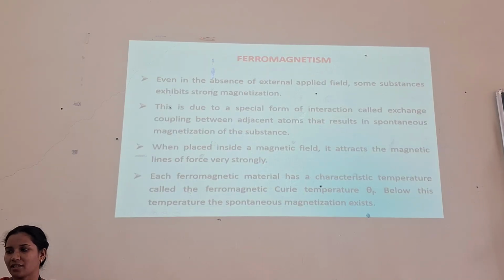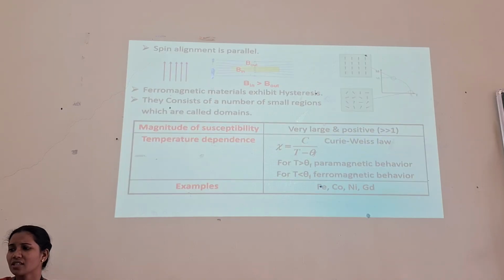This is ferromagnetism. It has a special property known as spontaneous magnetization. Even in the absence of an external applied field, some substances exhibit a strong magnetization, which is known as spontaneous magnetization. This is the special property of ferromagnetic materials. For this reason, only for the BH curve, the ferromagnetic material is chosen as a specimen because of its special property, spontaneous magnetization.